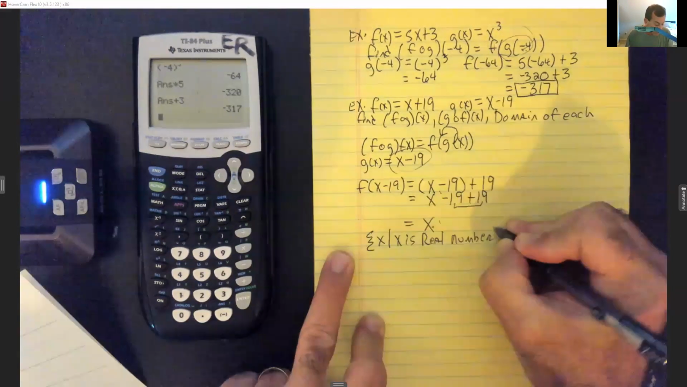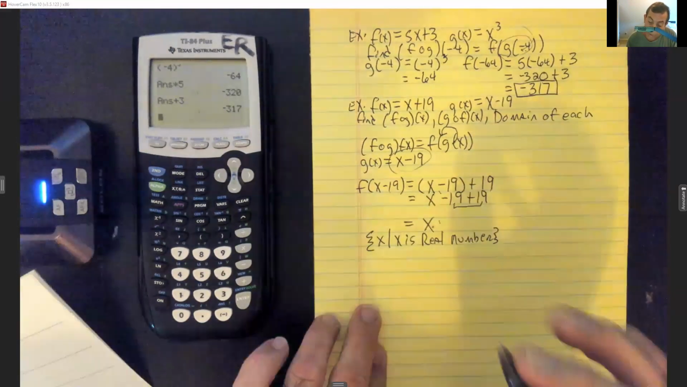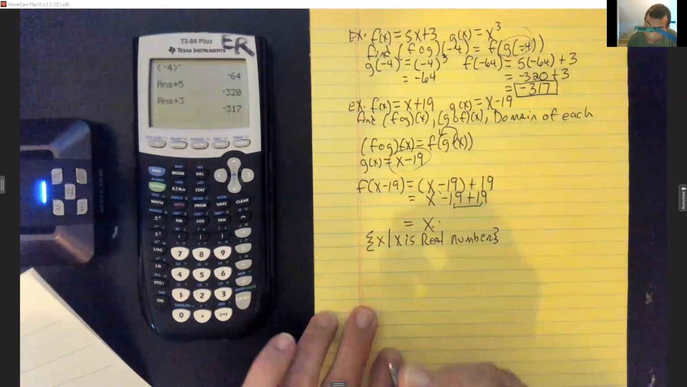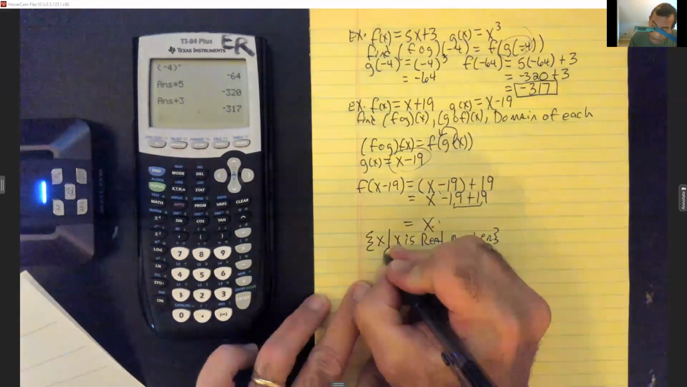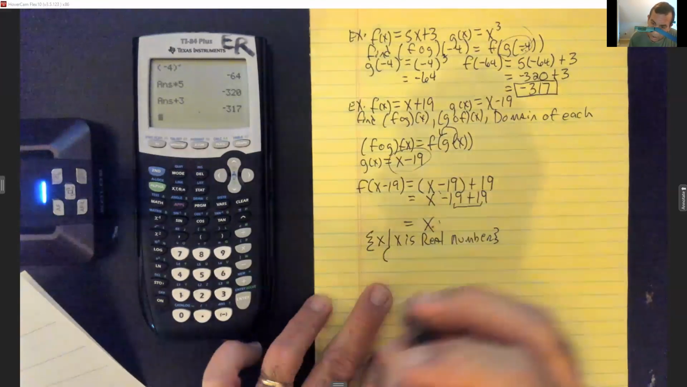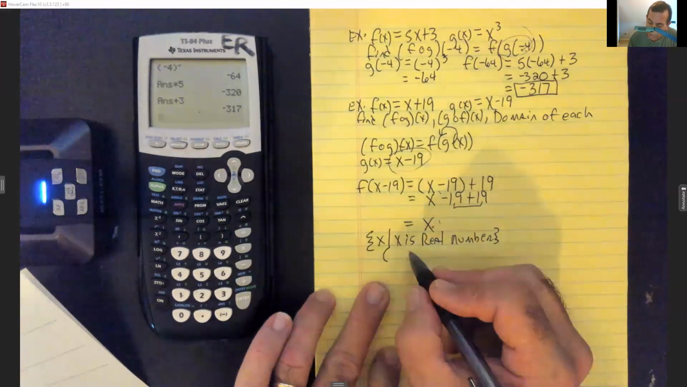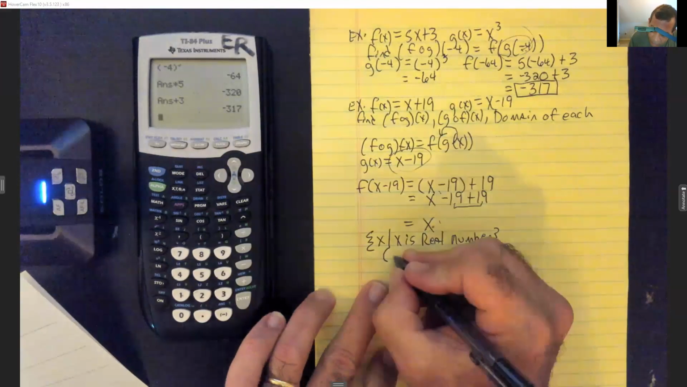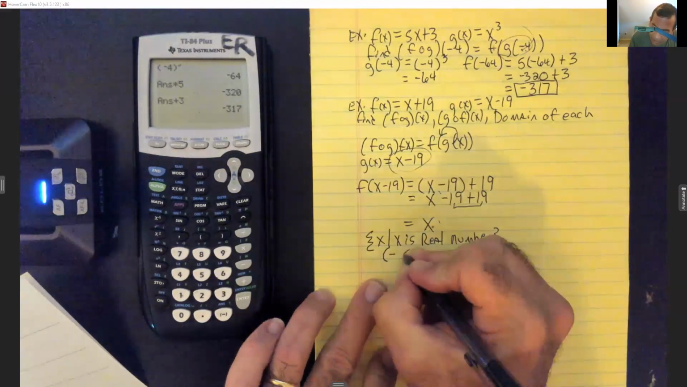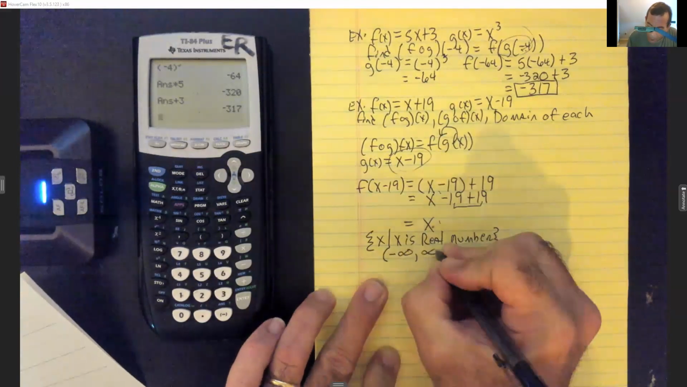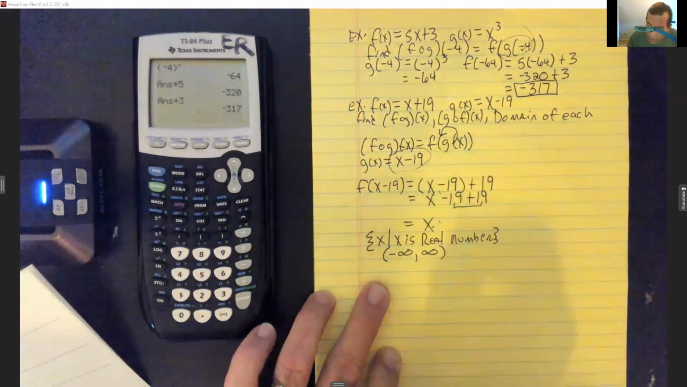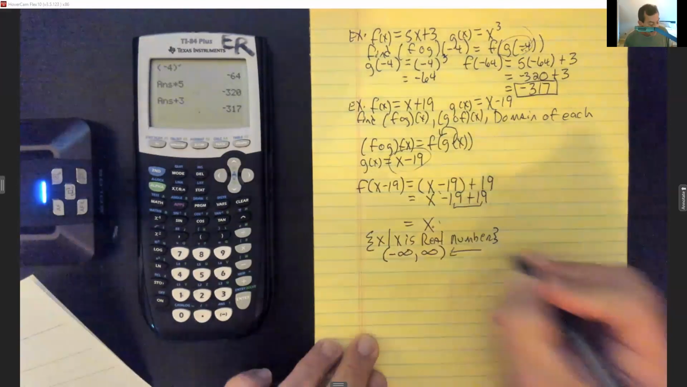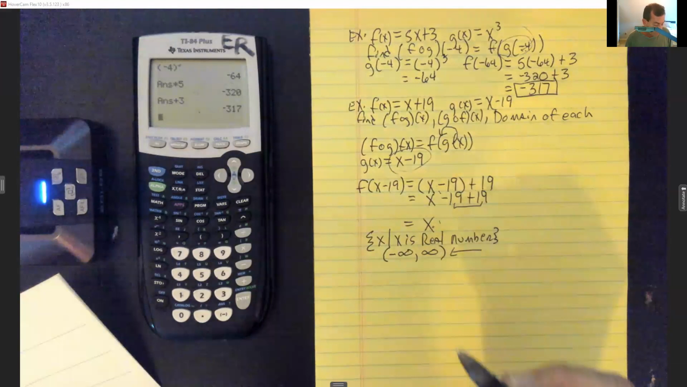Now, on this one, to represent all real numbers, they want you to use interval notation. So interval notation, I sort of talked about earlier in 2.3, I think it was. But to write all real numbers in interval notation would be from negative infinity to positive infinity. I think they want you to write them in interval notation on here, okay?